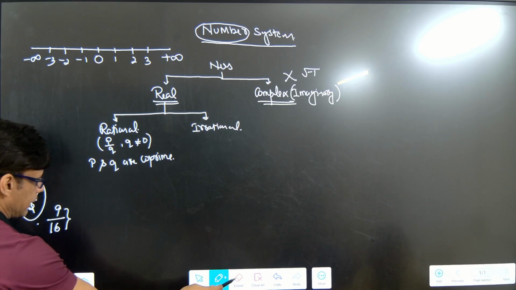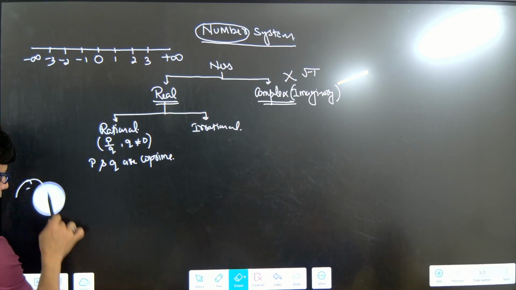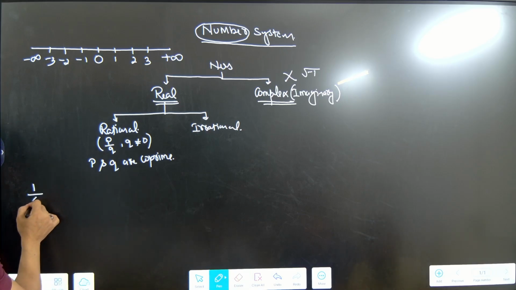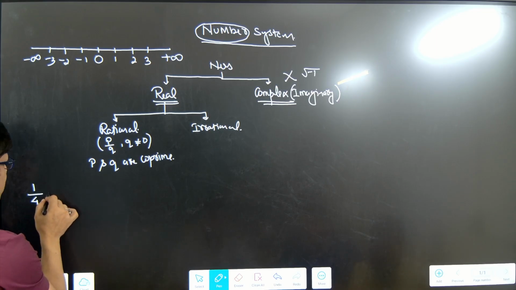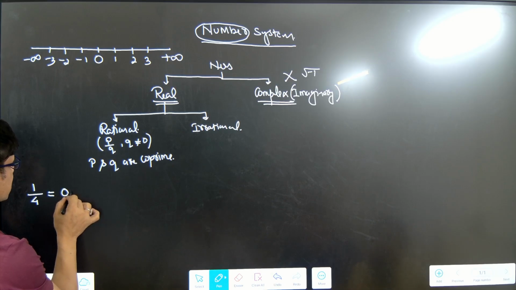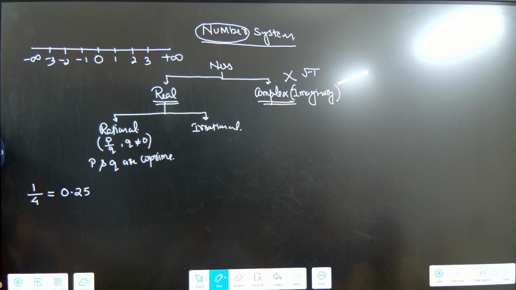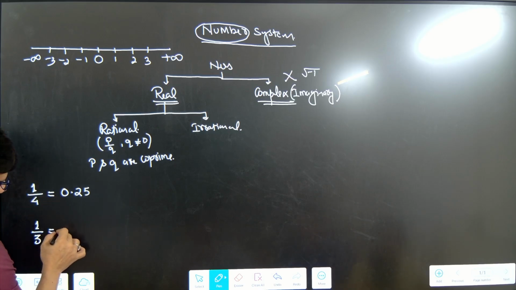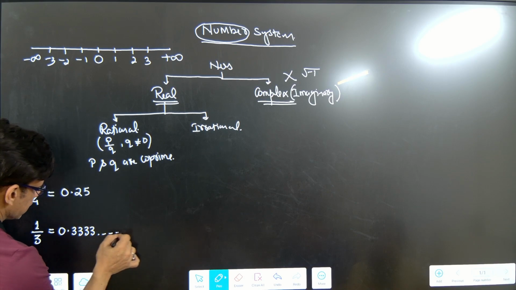Now, understand something about rational number. Is 1 by 4 a rational number? Yes, p by q form, rational number. And you simplify, this is equal to how much? 0.25. Is 1 by 3 also a rational number? Yes. 1 by 3 is 0.3333 and so on.